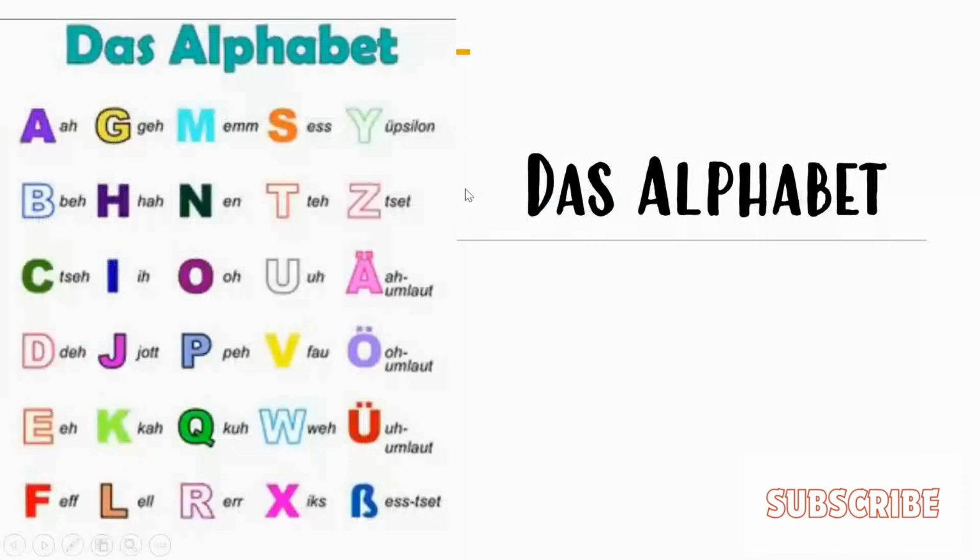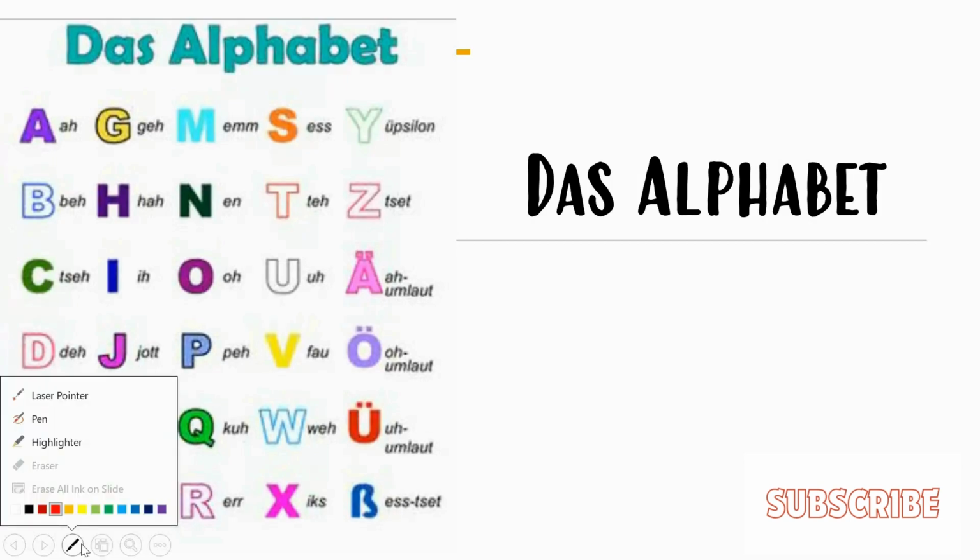Now these are the alphabets in German. So see, A, B, C, D, E, F, G, H, I, J, K, L, M, N, O, P, Q, R, S, T, U, V, W, X, Y, Z, and Ä, Ö, Ü, ß. So let's discuss a few things.